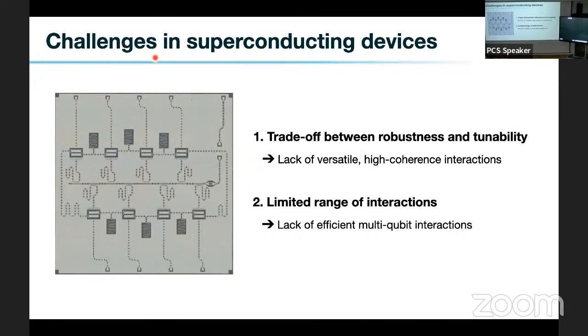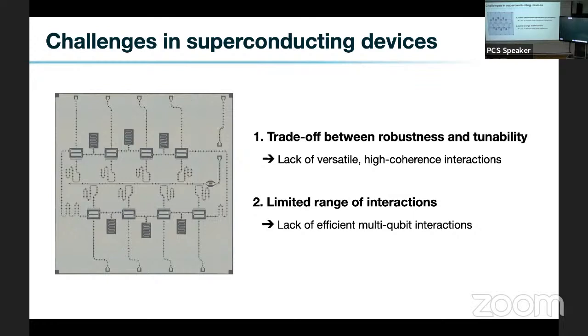So yeah, there are some challenges in superconducting devices. The first is the trade-off between robustness and tunability, as I discussed so far. And the second challenge is connectivity. This is the transmon superconducting qubit. As I told you, these two pads work as the capacitor, and a Josephson junction is placed in between them. As you can see, each qubit is connected with the nearest superconducting qubit, so the interaction range is accordingly limited. So it is hard to make a multi-qubit interaction.